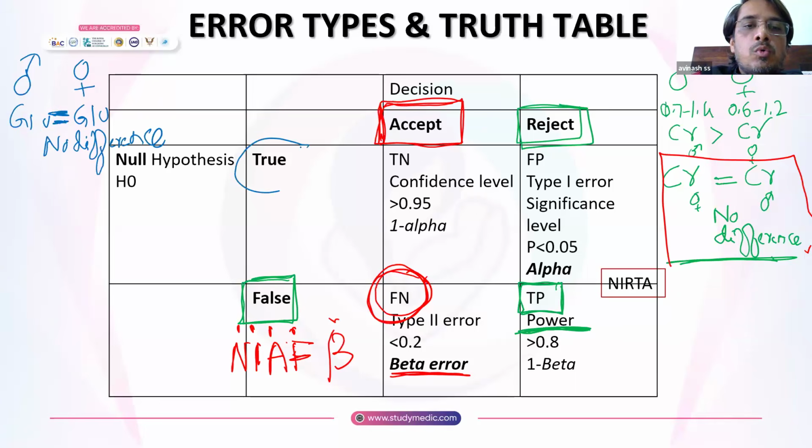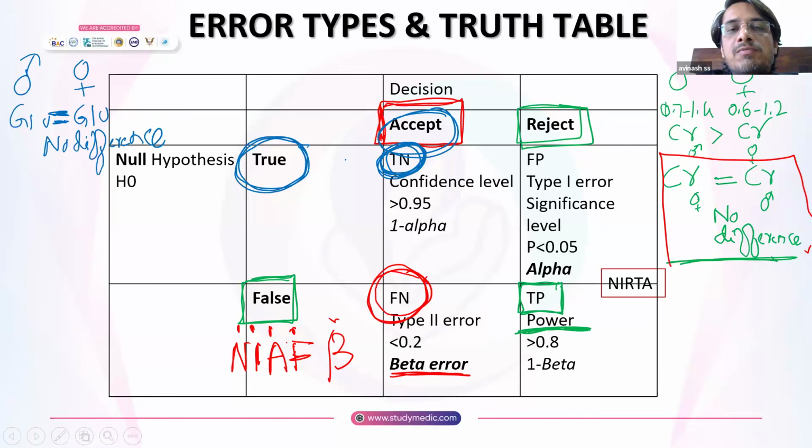Then what do we have to do? If it is a true statement, we need to accept it. That means fail to reject this null hypothesis, and then we conclude that there is no difference in glucose between males and females. True negative. Okay. If instead of failing to reject, we reject it, what happens? Once we reject this statement that there is no difference in glucose between males and females, we conclude that there is a difference. Glucose is more in males compared to females. It's a false positive finding.